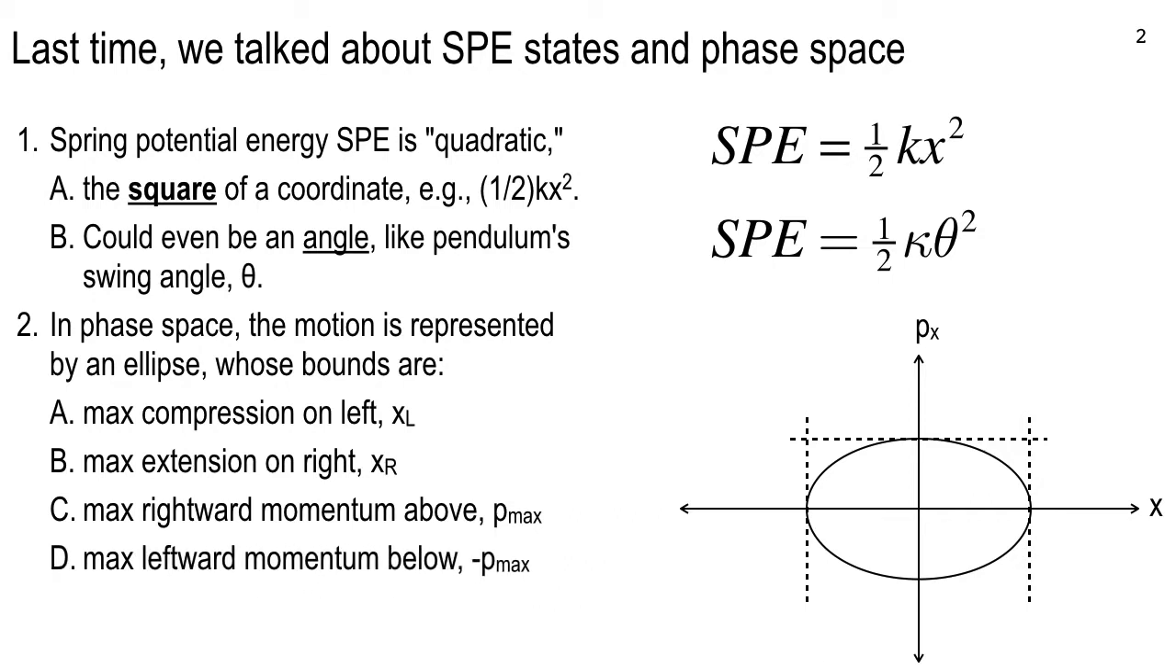The other boundary below the ellipse is maximum leftward momentum. So that's going to be a negative number. So if P max is, like, 1.73 kilogram meters per second, then negative P max will be negative 1.73 kilogram meters per second. All right, and so that's this boundary line below.